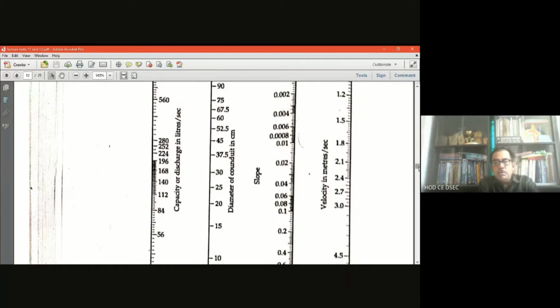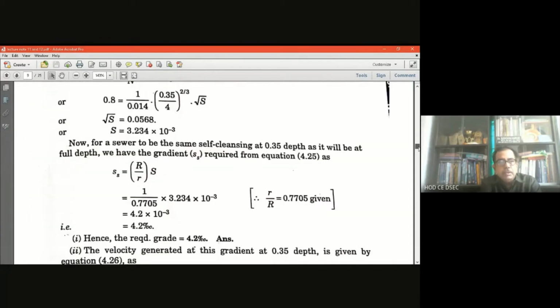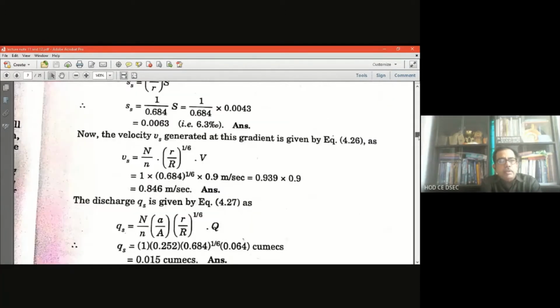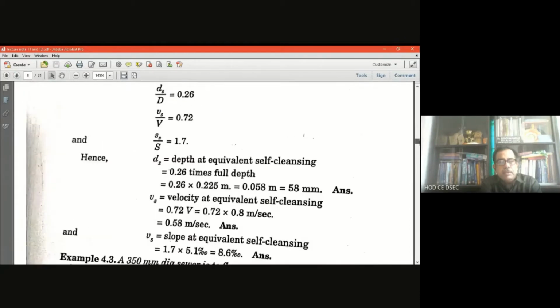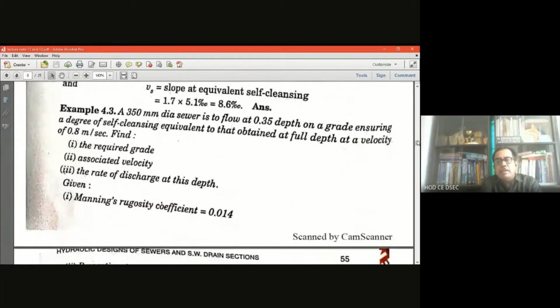From this nomogram we can also find the parameters related to the design of the sewer, which I am going to tell you. This is the significance of the nomograms in the design of sewers, which is in your syllabus. Now, in continuation of the numerical sums we are discussing, let me discuss another problem today.